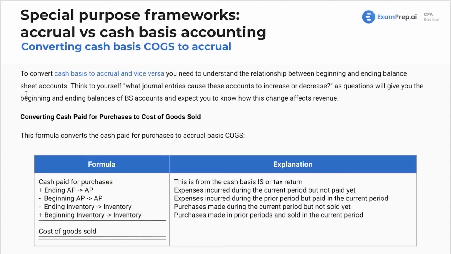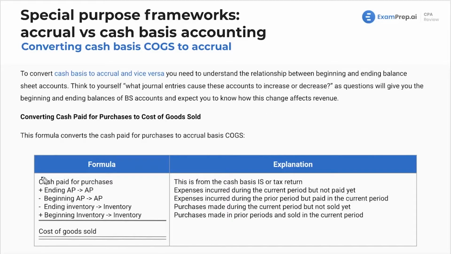Now, same thought process here. We are going to look at our journal entries. So to convert cash basis to accrual and vice versa, you need to understand the relationship between beginning and ending balance sheet accounts. Think to yourself, what journal entries cause these accounts to increase or decrease? As questions, they're going to give you beginning and ending balances of balance sheet accounts and expect you to know how this change affects revenue.